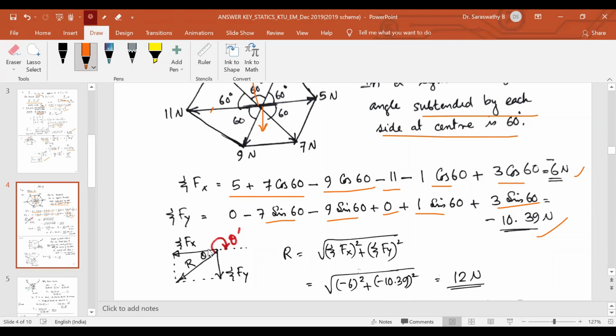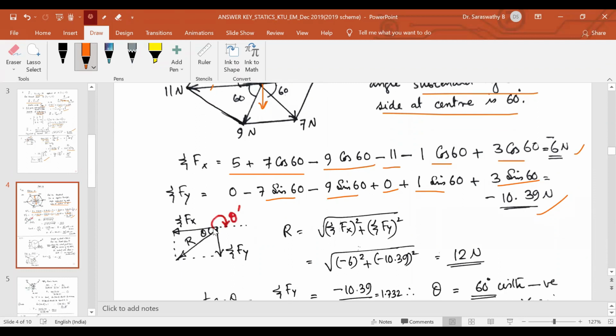Minus 6 in this direction, x negative. Minus 10.39, y negative direction. So complete this rectangle. This will be the resultant. If I draw the x, y positive directions, this is x positive direction, this is y positive direction. So this falls in the third quadrant. 1, 2, 3. So the resultant is falling in the third quadrant.